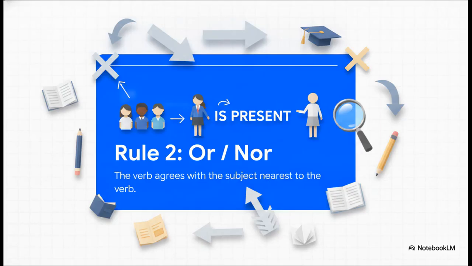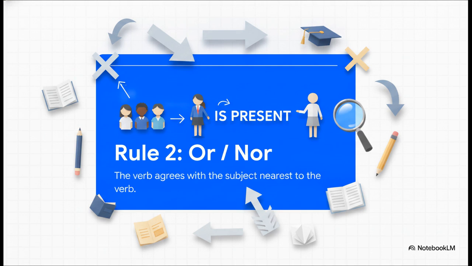Then we have the second half of this dilemma, the or and nor rule. Whether it's just or, either or neither nor, the game completely changes. The golden rule here? The verb agrees with the subject physically nearest to it. Let me just slow down and repeat that because it is absolutely crucial. The closest word holds all the power.